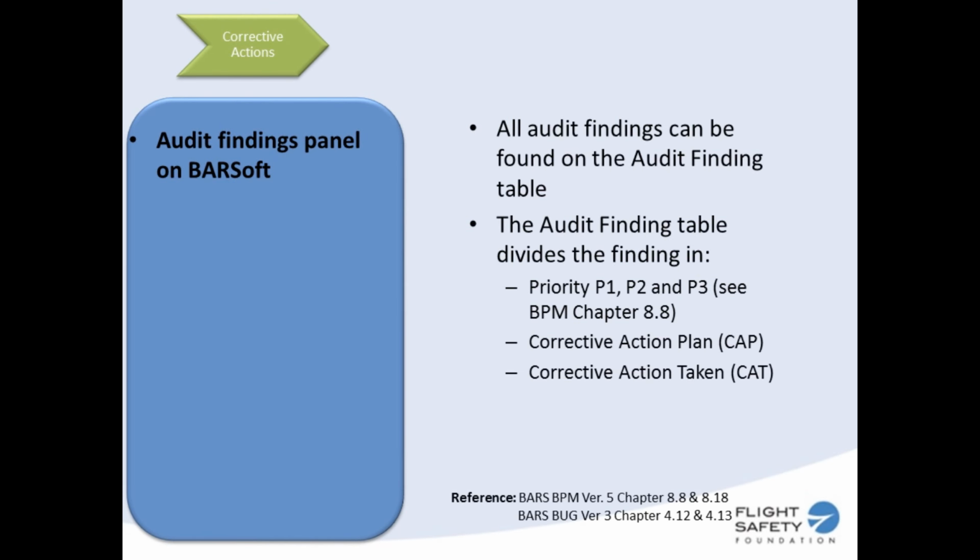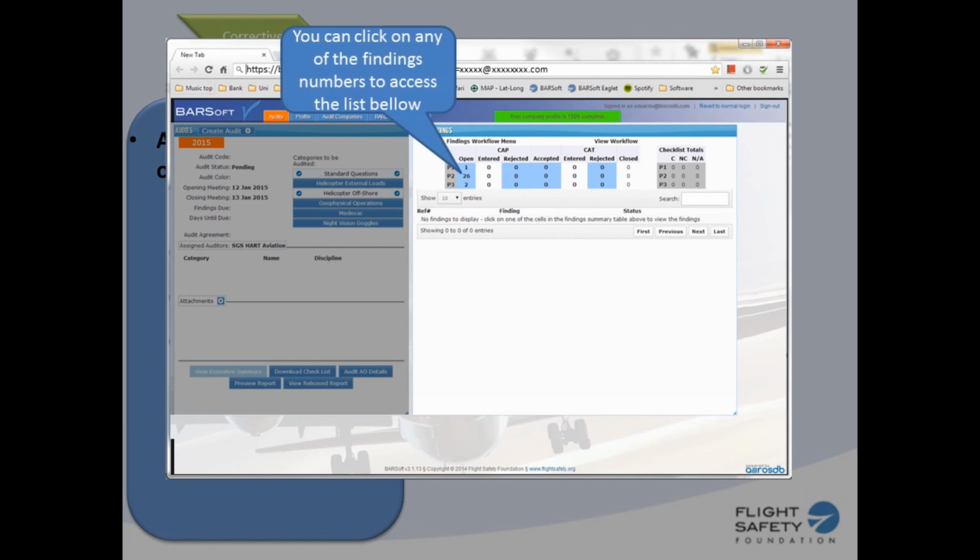Details for every finding and nonconformity during the BARS audit can be found on the BARSoft Audit finding table. The table is split to show the number of individual P1, P2 and P3 nonconformities, and also the status of each corrective action as it works its way through the corrective action plan or the corrective action taken.